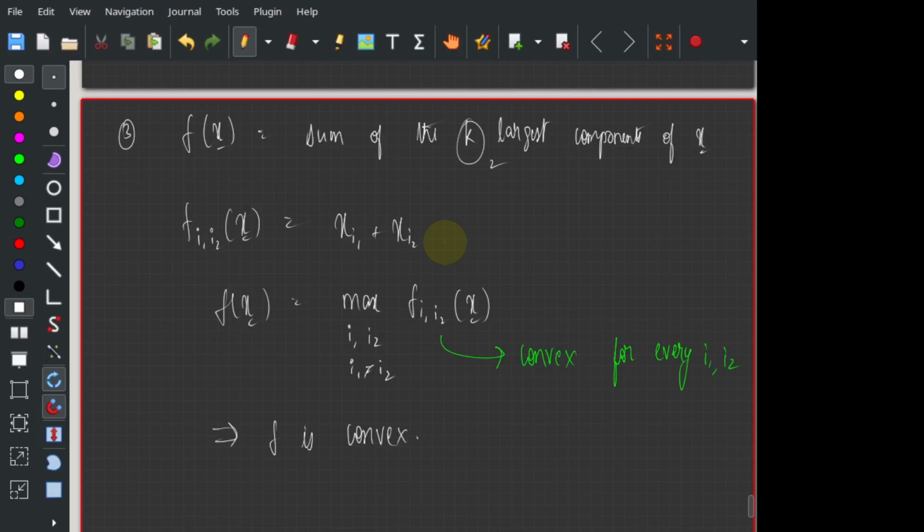I couldn't first argue that if the first largest component and the second largest component were both convex, hypothetically speaking, if I have some g1 and g2, then the sum of those two would also be convex. But I can't use the properties in that particular order. I'm writing this a bit differently, as the sum of all possible combinations of two components and taking the maximum over that. So the point that I'm trying to make is that you have to be a little clever in using these different properties.